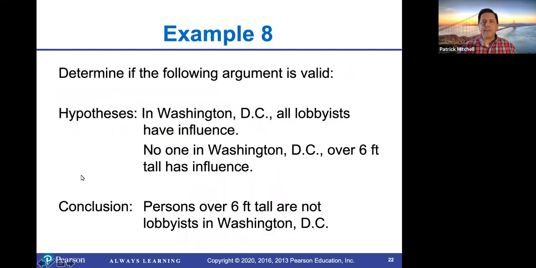All right, here's another example. I believe this is the last one. Determine if this argument is valid. So the hypotheses are, in Washington, D.C., all lobbyists have influence. And the second hypothesis is, no one in Washington, D.C. over 6 feet tall has influence. And they're saying that from those two hypotheses, you can conclude that people over 6 feet tall are not lobbyists in Washington, D.C. Okay. All right, so let's look at the diagram for this.